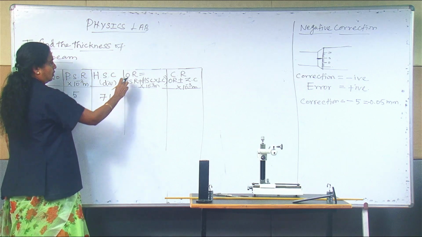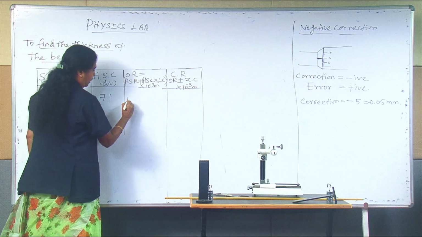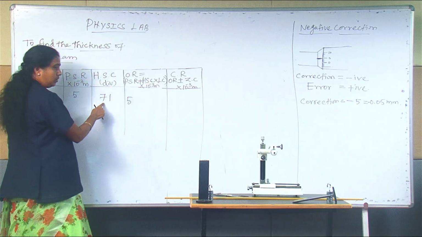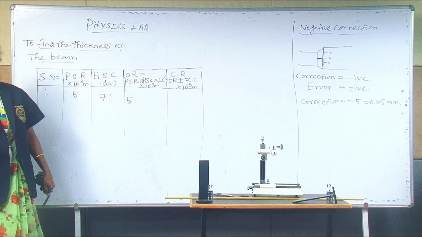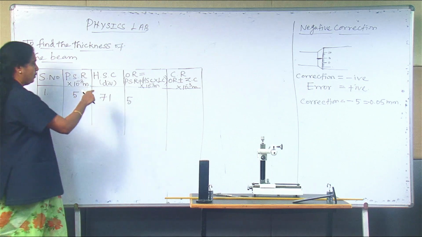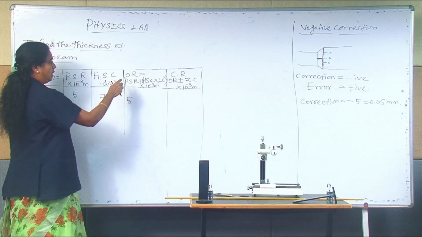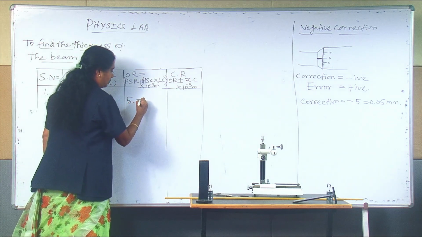Okay. So observed reading means pitch scale reading. This is the pitch scale reading, so 5, and HSC into least count. So you have to multiply this 71 with the least count. You know the least count is 0.01 mm. If you multiply this 71, it becomes 0.71, and you have to add it to this pitch scale reading. So I simply write it as 5.71.